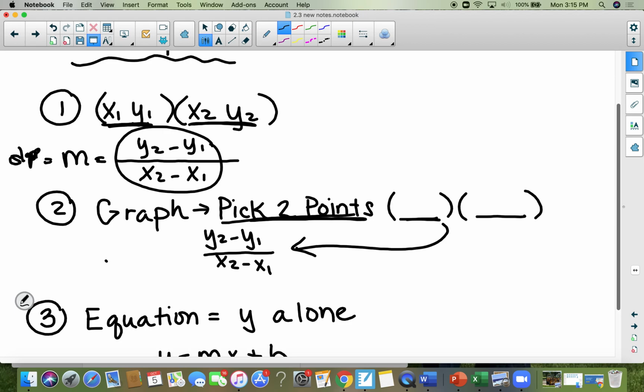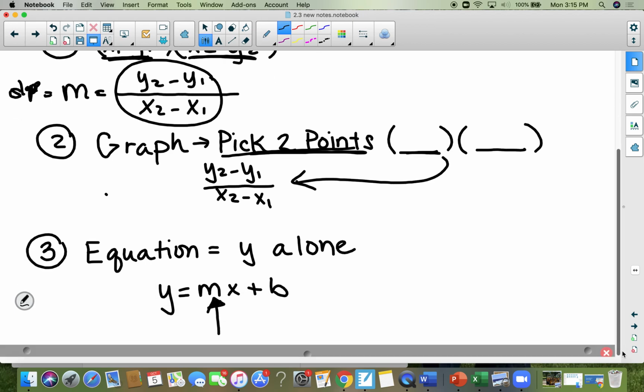And then the last thing that you learned today is if you're given an equation, you have to get y alone. And once you get y alone, the number in front of the x is called the slope. So that's just to summarize what we learned today.